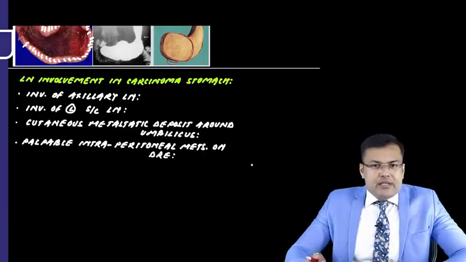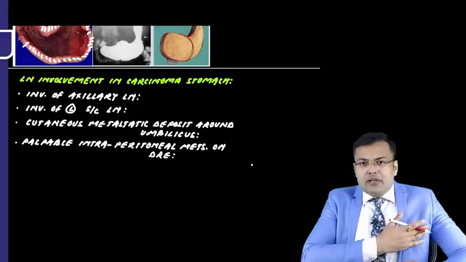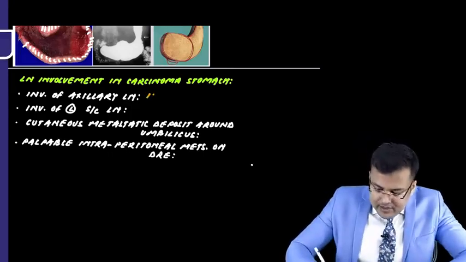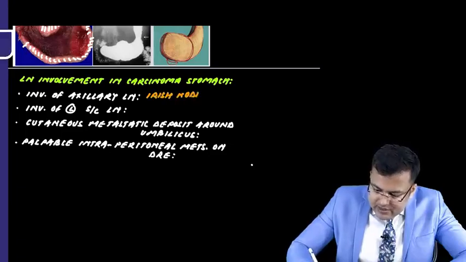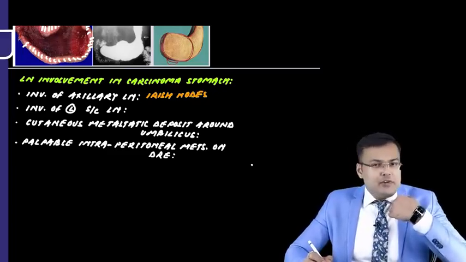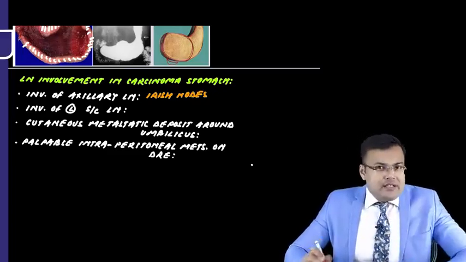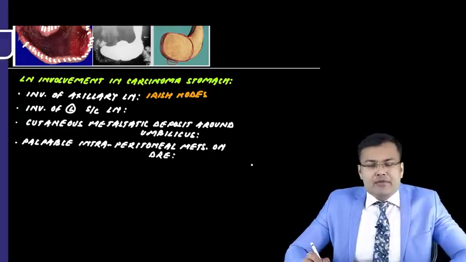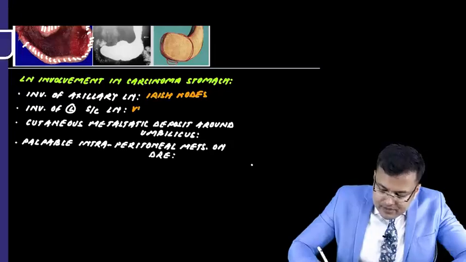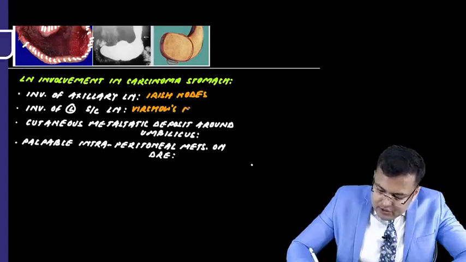Now see the important points related to lymph node involvement in carcinoma stomach. Whenever there is involvement of the left axillary lymph node, this is known as Irish nodes. Whenever there is involvement of the left supraclavicular lymph node, this is known as Troisier sign. And what is the name of the lymph node? This is known as Virchow's node.